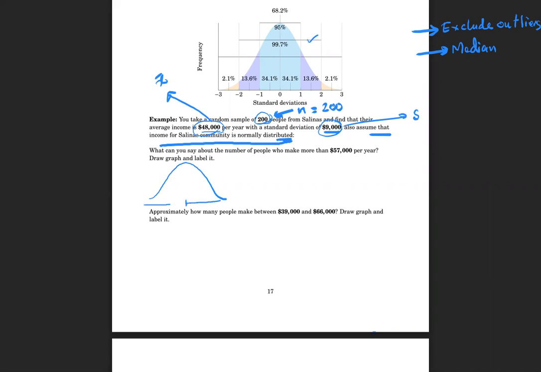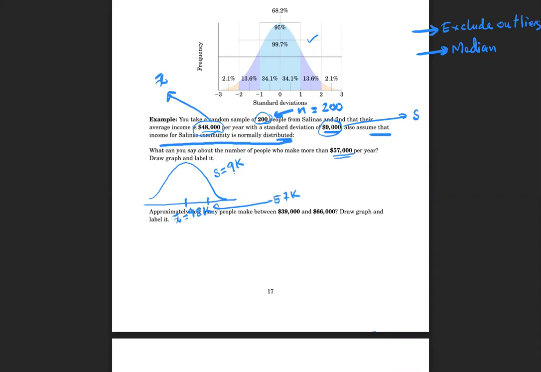Your mean is 48K, right? And standard deviation, so that's your X bar. Standard deviation is 9K or 9,000. So to get to $57,000 per year, 48 is right here in the middle. If you move one standard deviation to the right, 48 plus 9 is 57. So that's your 57K.